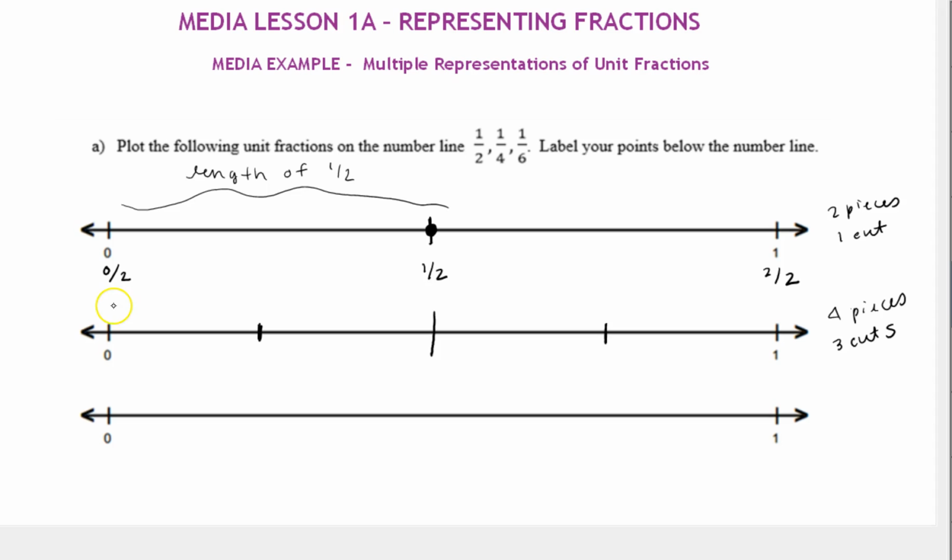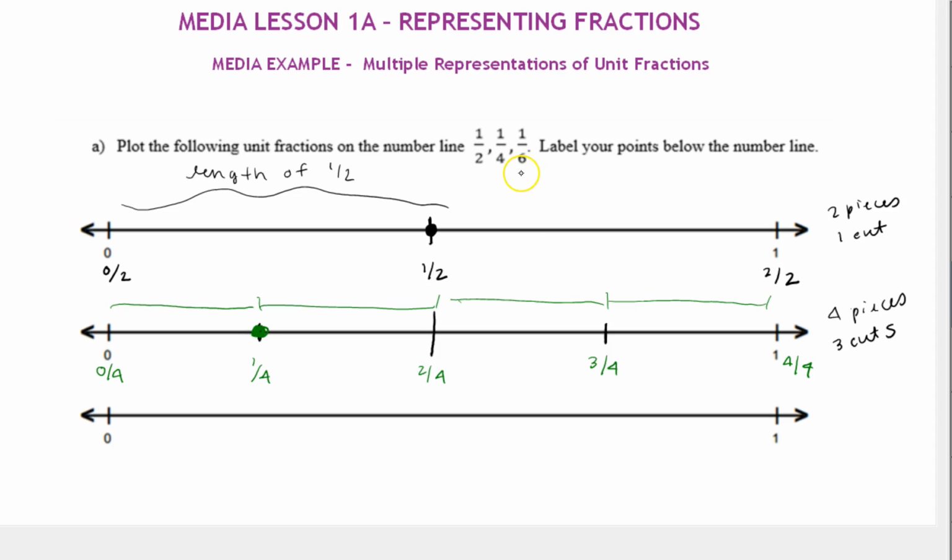Let's put this in a different color. That's 1 piece. This is the second piece. This is the third piece. And this is the 4th piece. So 1 is broken into 4 equal pieces. With a denominator of 4, we could say this is 0 over 4, 1 over 4, here we have 2 over 4, 3 over 4, and 4 over 4. So 1/4 would be right here.